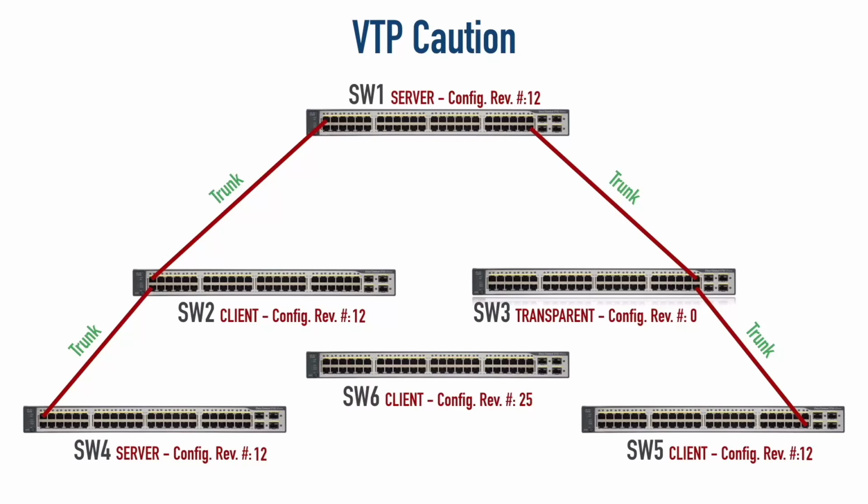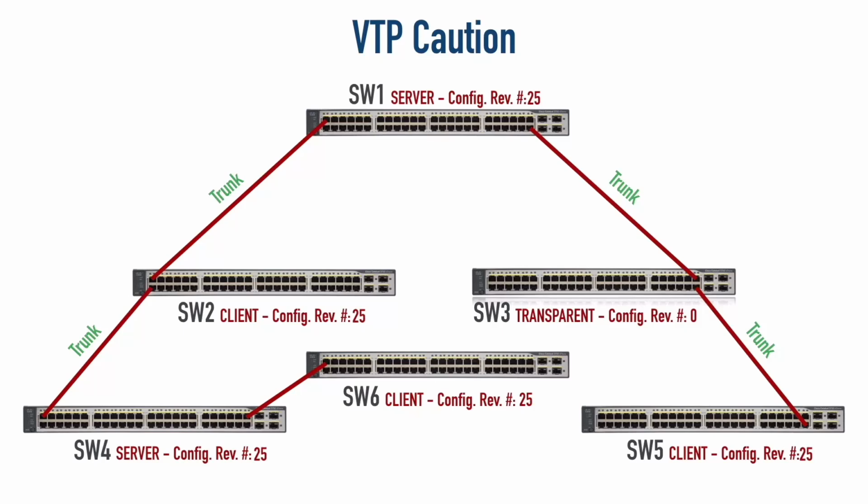As soon as I plug this into the topology, it's going to send out its VTP advertisement, assuming that's a trunk connection between SW6 and SW4, and it is going to blow away the existing VLAN databases on our switches, except for the transparent mode switch. Those switches are now going to have configuration revision number 25. They're going to have the VLAN database that I configured on my desk, which does not mirror what's going on in the corporate network at all. This is a big danger.